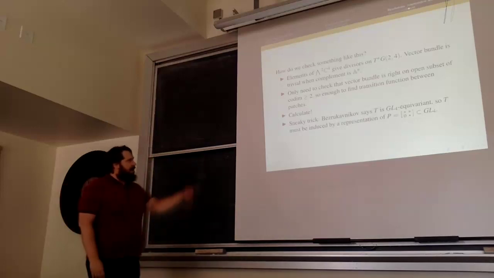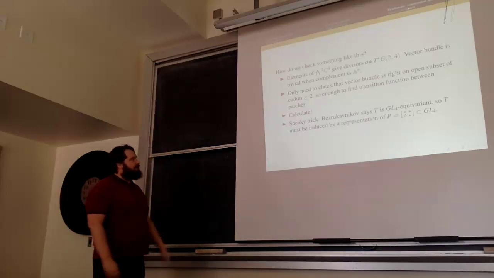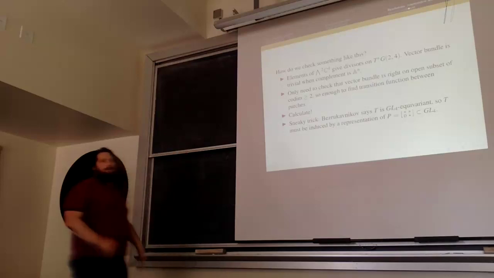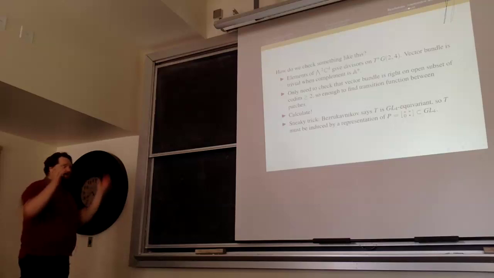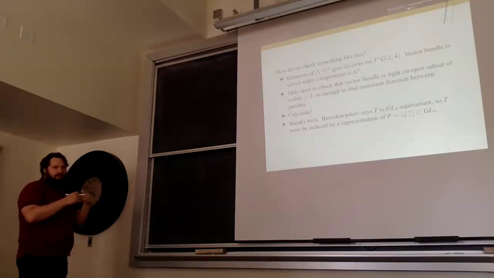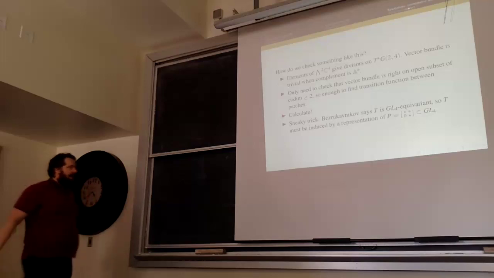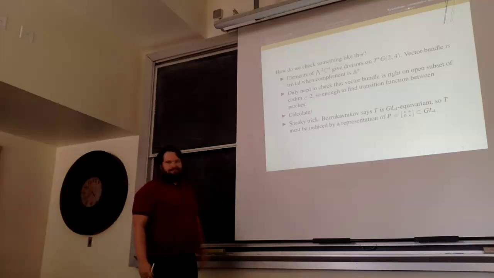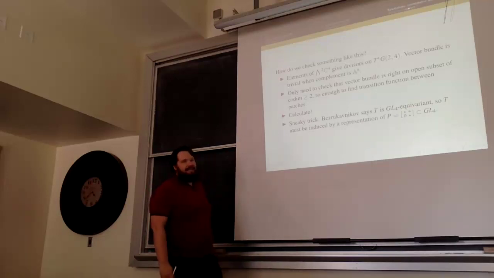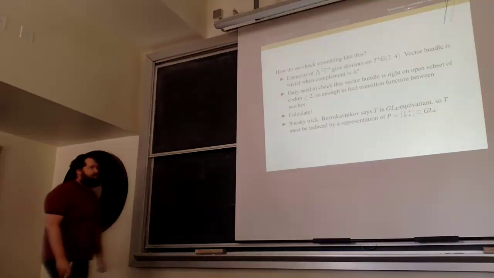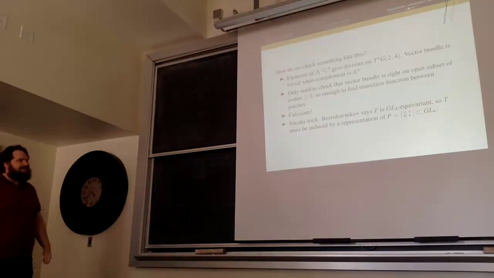And because I know it's a vector bundle, I only need to check it's right on an open subset whose codimension is greater than 2. So it's enough to take 2 patches and find the transition function between them. And well, you just calculate. You can have a better guess of what's going to happen by this thing I said about it being GL4 equivariant. So Bezrukavnikov assures us that it will be GL4 equivariant, and that reduces the possibilities quite a bit.